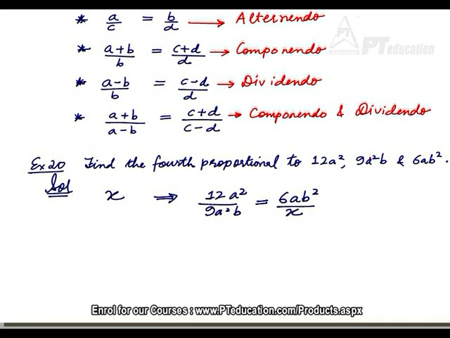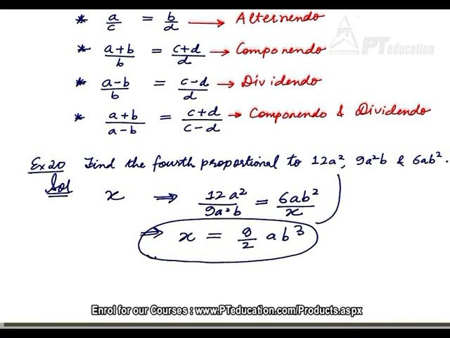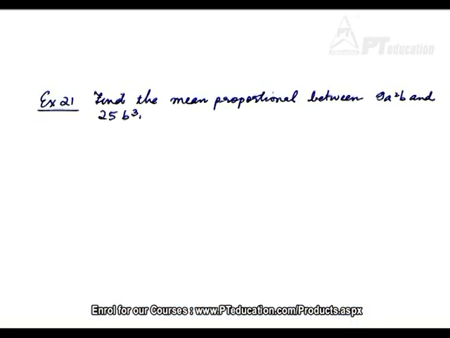So a by b is equal to c by d. Exactly by the same logic, 12a square upon 9a square b will be 6ab square upon x. So all you have to do is take x to the LHS, multiply and simplify everything, and your final answer will be 9 by 2 ab cube. And so this is your fourth proportional to the series of these three proportionals. So x is equal to 9 by 2 ab cube is the answer. Let's move on to example 21.